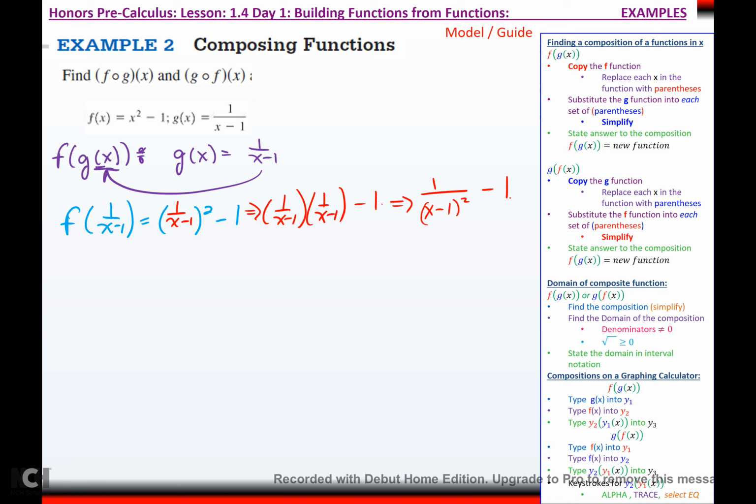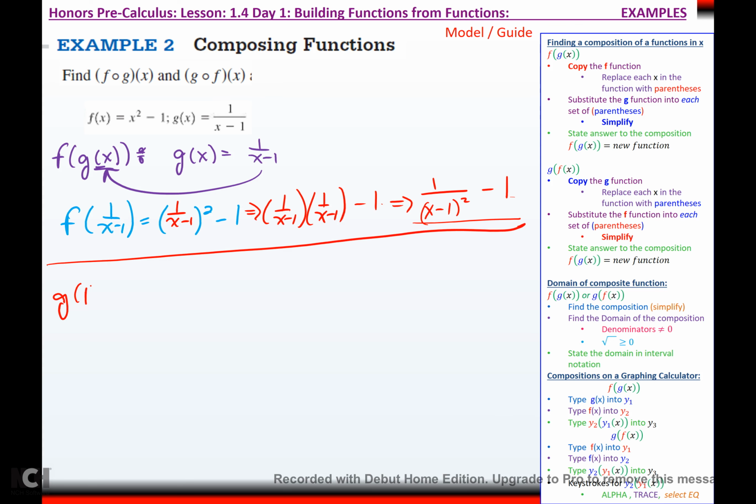I mean, I guess you could get a common denominator and do all that stuff. Like I said, I don't know how far MyMathLab is going to make you want to simplify. I would start off just typing in this, and then if it's not right, then they probably want you to get a common denominator and all of that stuff. But that would be f of g of x.